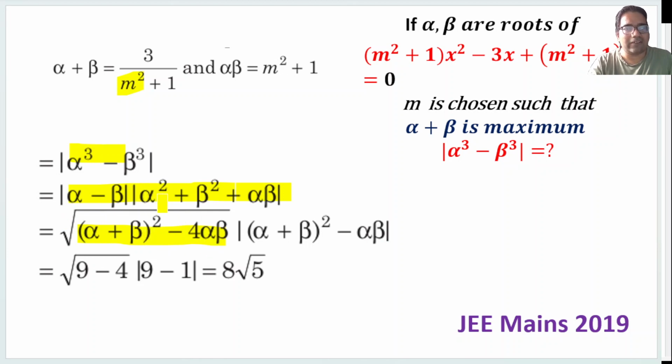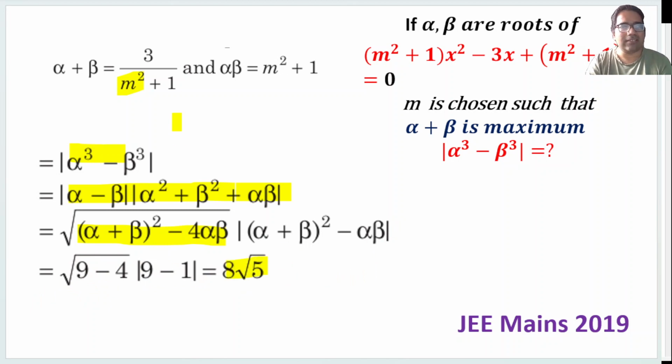Similarly, alpha square plus beta square plus alpha beta is (alpha plus beta) whole square minus alpha beta. If there was one more alpha beta, this would have become (alpha plus beta) whole square. So (alpha plus beta) whole square, that is alpha square plus beta square plus 2 alpha beta, minus alpha beta becomes alpha square plus beta square plus alpha beta. Now alpha plus beta we know is 3. So this becomes the square root of 3 square minus 4 into 1, that is 9 minus 4, times (alpha plus beta) whole square minus alpha beta, which is again 9 minus 1. So under root, 5 into 8, which is 8 root 5. Right, guys?